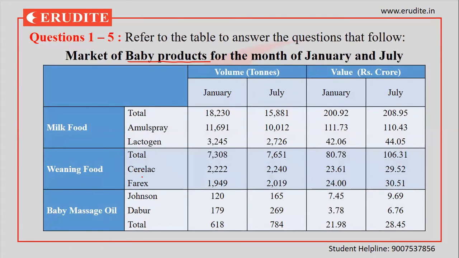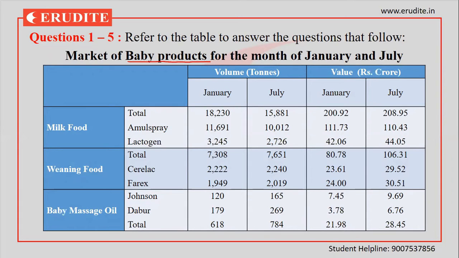Again in weaning food, two company names and total. Here two such and total. And also this is significant that in milk food the total is in the first row, in weaning food the total is in the first row, but in baby massage oil it is in the third row. Whatever these kinds of observations of the table, that is our major point for starting to solve any kind of table. We need to understand in which way the data has been represented first. It is just a table, but that data representation is important to understand.